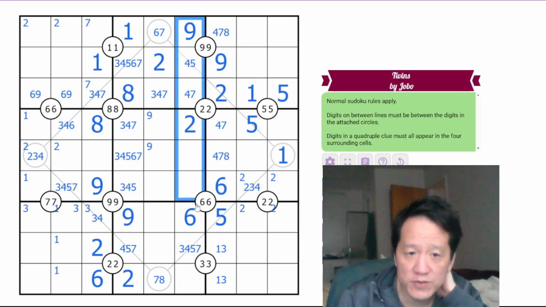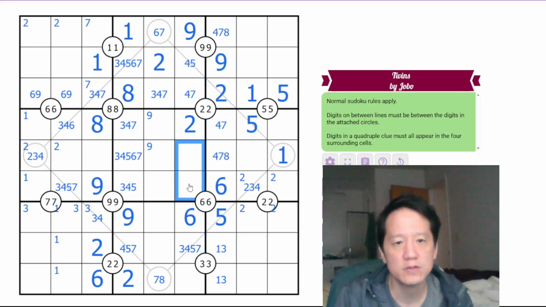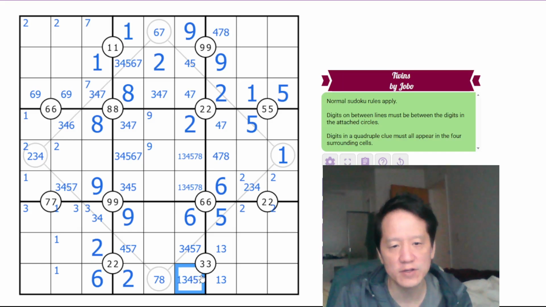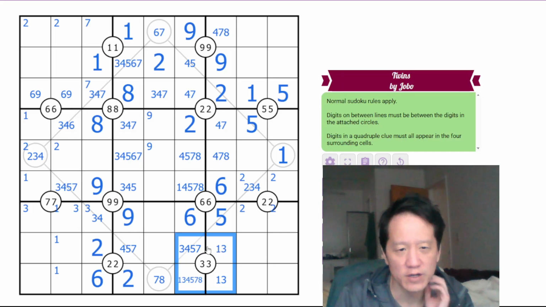What about the rest of column 6? It cannot be 2, 6, or 9. So it could be 1, 3, 4, 5, 7, 8. This cannot be 1. These can't be 3 because of the 3 twins here. But these could be any variety of things.